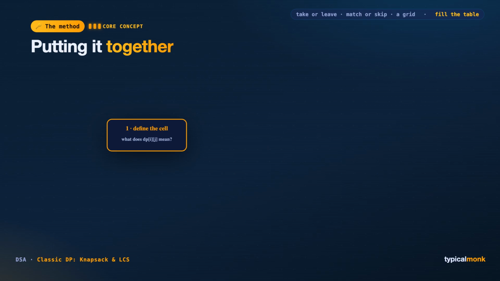Let us turn that shared pattern into a concrete recipe you can apply to either problem or to a new one you have never seen. Step 1. Define the cell. State precisely, in words, what one entry of your table represents. For the knapsack: the best value using the first i items with capacity w.